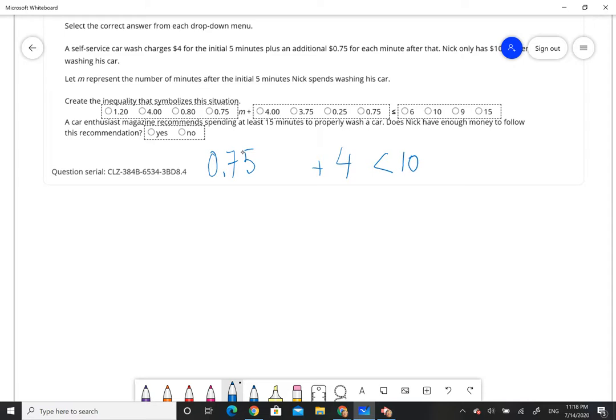So M plus 4, right? Because M is the number of minutes after the initial 5 minutes, that means you would pick first 0.75M, right? And then plus 4, this one, and then less than or equal to. Yes, it can be equal to because he has $10, so he can spend a maximum of $10, so 10. Okay, so that's the answer.